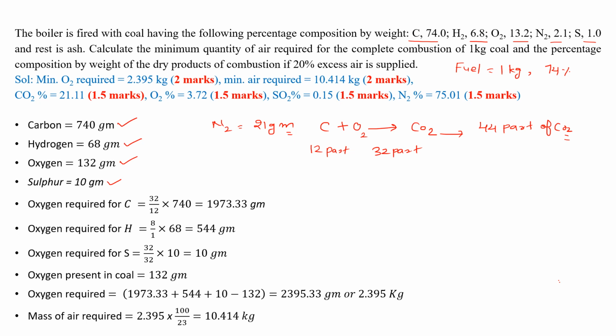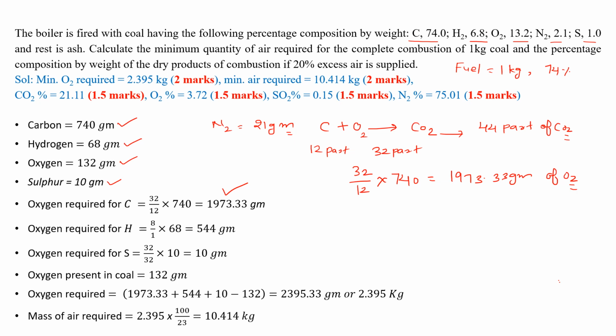So oxygen required for the carbon is 32 divided by 12 into 740, since the carbon given in the question is 740 grams. So the value is 1973.33 gram of oxygen required for the carbon. This is the first equation.